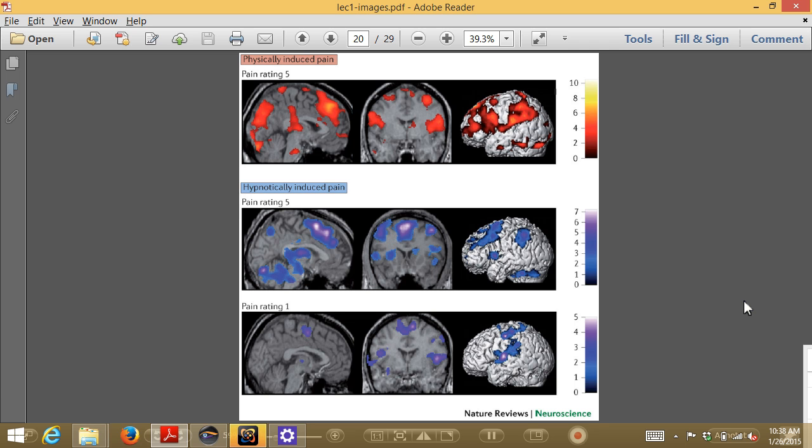Here, you probably can't read this. Basically, the caption of this, the top one says physically induced pain, and then the bottom ones say hypnotically induced pain. And so this is a study where they're trying to tell, is there a difference between the way that your brain reacts to real pain versus pain that's not actually occurring to you but is being induced in you by hypnotism. So, this kind of analysis is also very interesting. And again, you get this 3D image with the functional part superimposed on it.